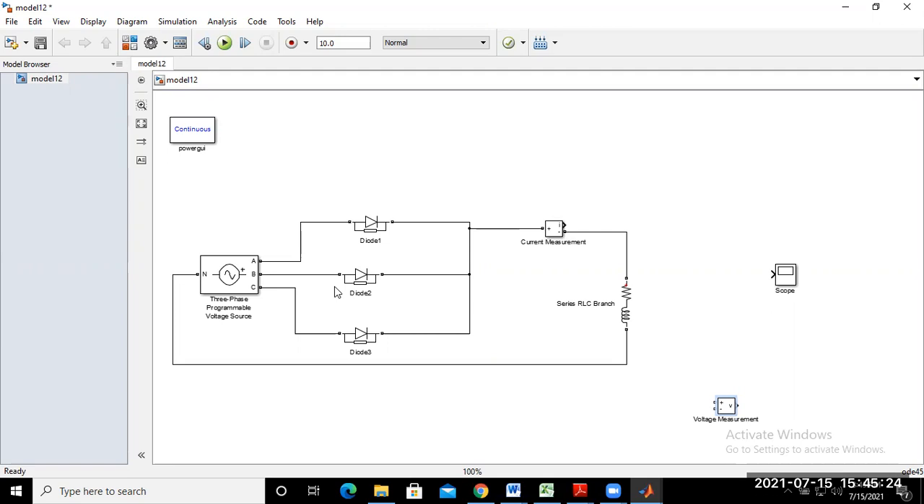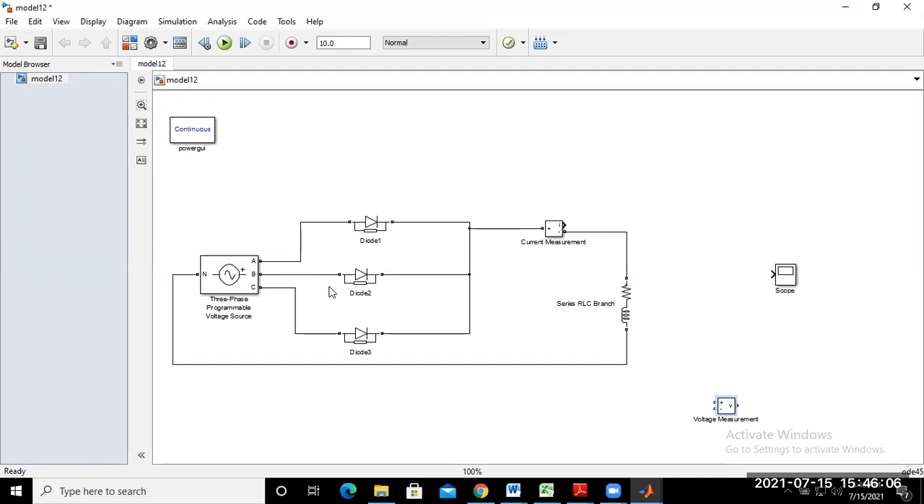Okay. So I already said that the three phases are 120-degree phase displaced. So one diode conducts here, 120, 120, so 360. Now, whichever has the maximum positive value, that will conduct at that instant of time.